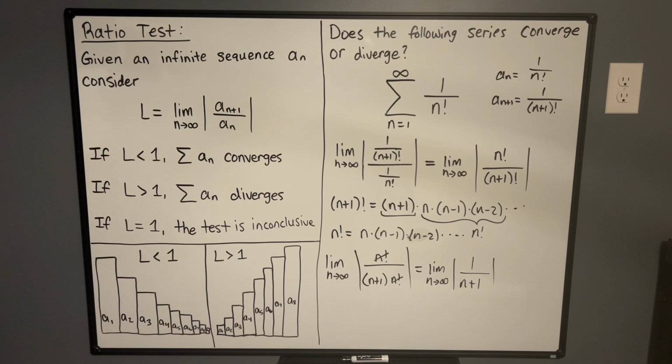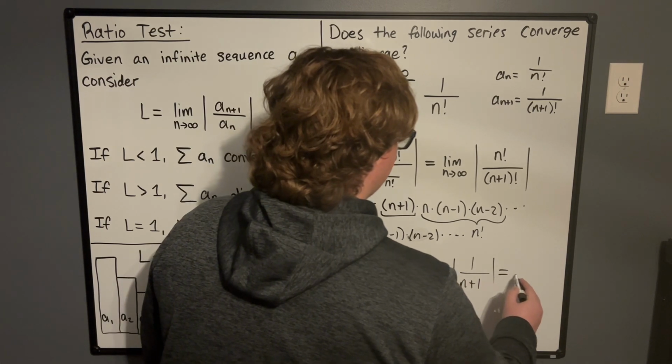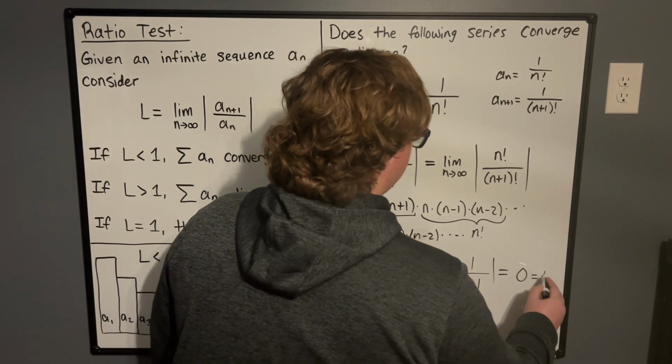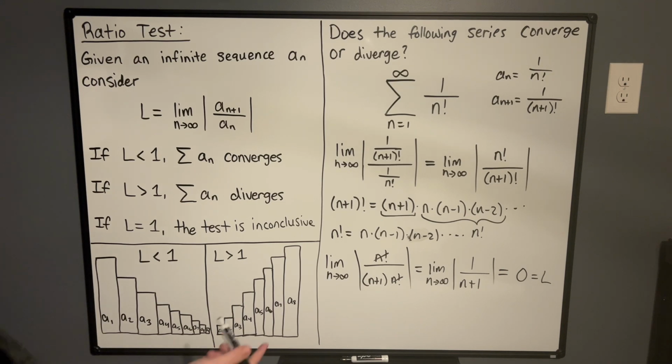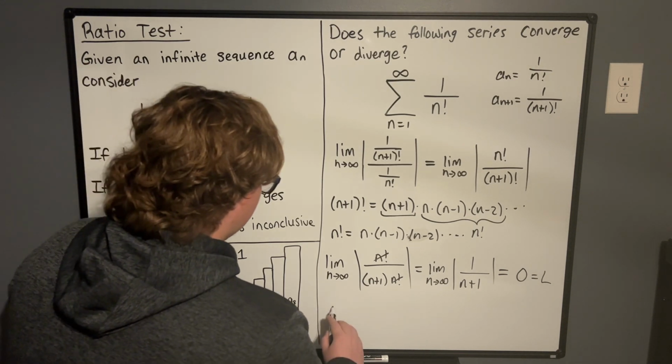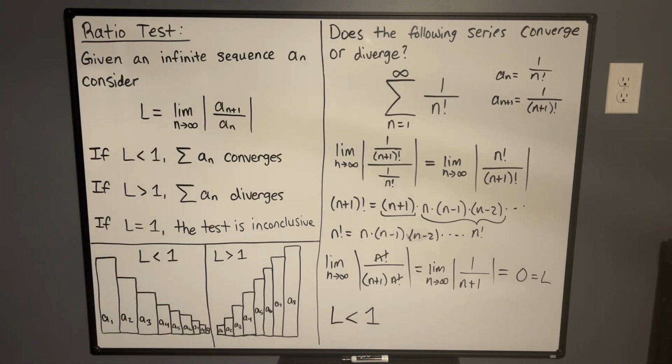And now this limit is super easy. We can basically just plug in infinity because the denominator gets really, really big, so the fraction gets really, really small. So as n goes off to infinity, this limit will be 0. And that's equal to the L that we talked about right here. So we have that L equals 0. So L is less than 1. Right? If it's 0, it has to be less than 1.